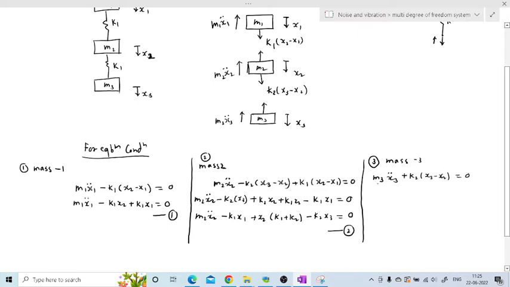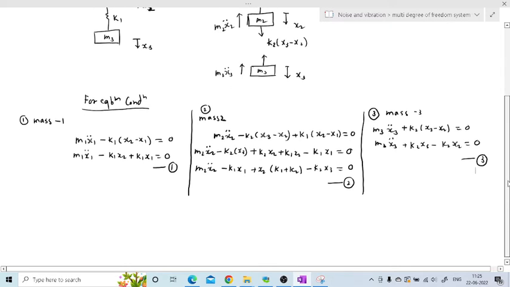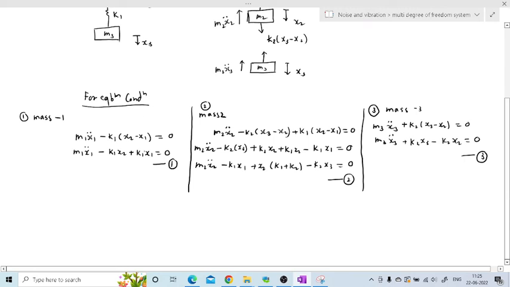Now multiply inside. So m3 x3 double dot plus k2 x3 minus k2 x2 will be equal to 0. So this will be my third differential equation. So we got the three differential equations by FBD. Now the solution of all the equations, I'll write here the solution of the differential equations for 1, 2, 3.